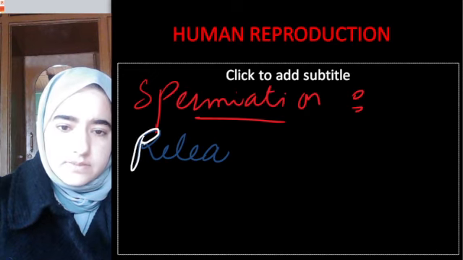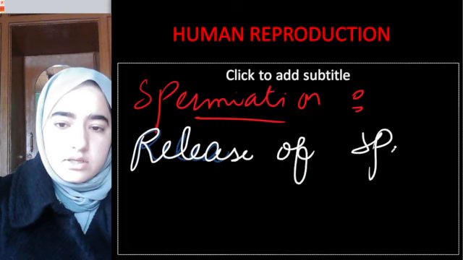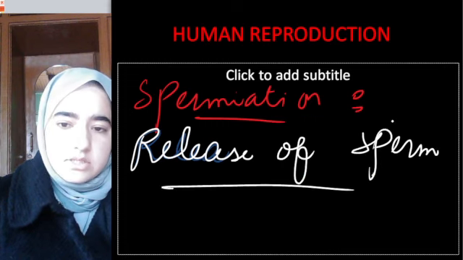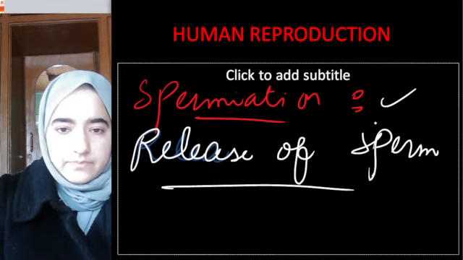Spermiation simply means release of sperm. I hope this concept of spermatogenesis and that of oogenesis is crystal clear, right?